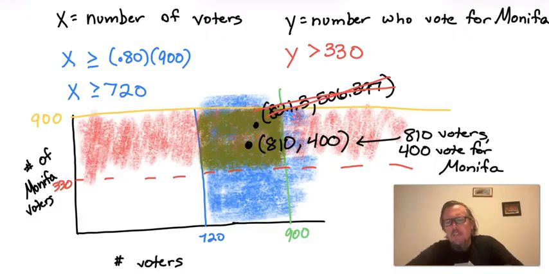So the number of voters that would vote for her, and the total number of votes cast. Anything in there is something that would cause her to win the election.